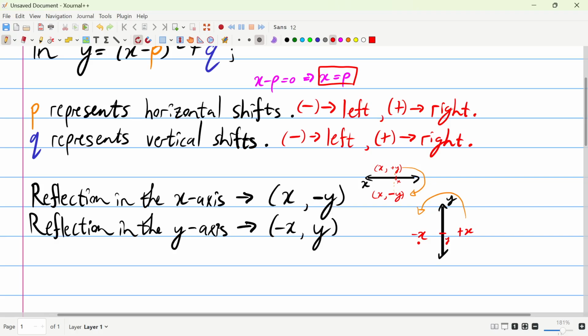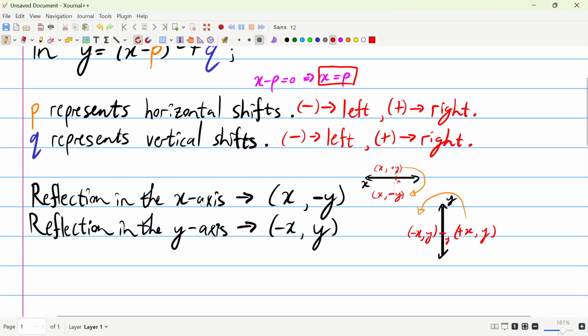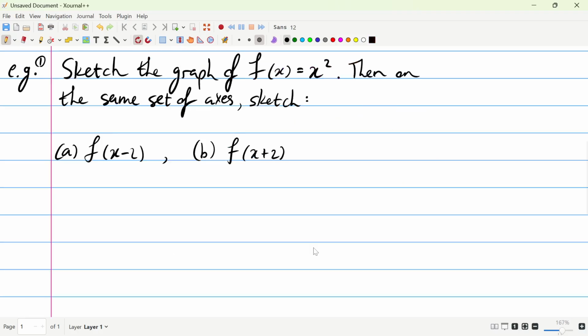Okay. Great. And then this is just going to be negative x and y. And this is going to be positive x and y. Y remains unchanged. So that is what we mean by when we reflect in the x-axis, we just negate the y sign or the y value. And when there's a reflection in the y-axis, we negate the x value. Okay, let's do some examples.